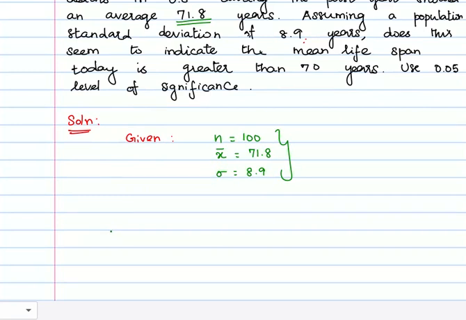Next, I construct the hypothesis. So what is my claim? I claim that it's greater than 70 years. My claim is always denoted by H1. H1 shows mu is greater than 70. So what is the null hypothesis? The null hypothesis is mu equal to 70. Automatically, is this left tail or right tail? This is right tail.